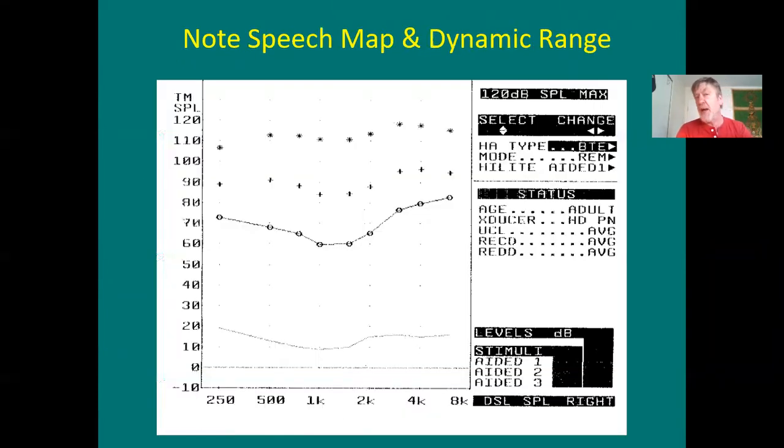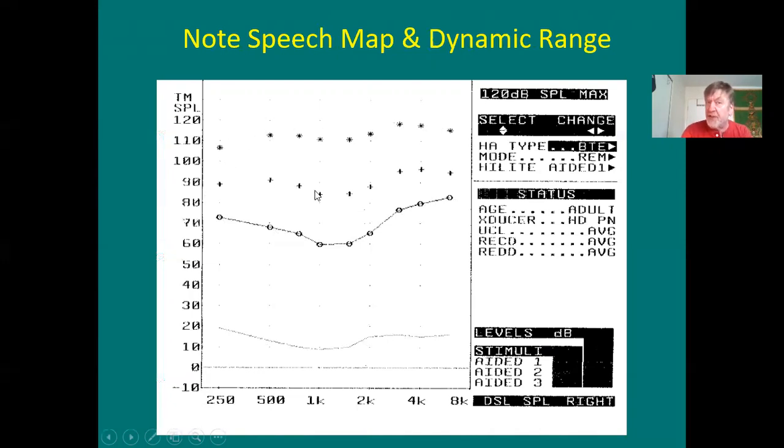I'll show you some examples of speech mapping with real ear, just for the fun of it. So here you've got the map at the bottom, normal hearing at 0 dB HL. And then you have some hearing loss plotted in dB SPL. And then you have loudness discomfort levels across the top. And that's the guy's dynamic range, the decibel distance between his floor of hearing and his ceiling of loudness tolerance.